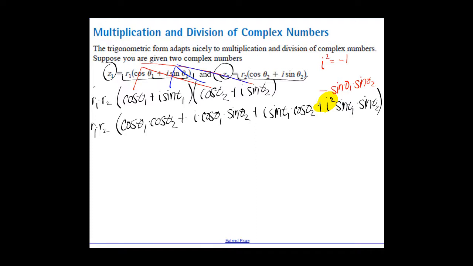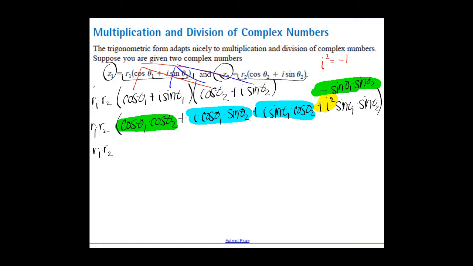So my real pieces include the first term, because there's no i, and this last term. All of my imaginary pieces would include, let's see, i cosine theta sub 1, sine theta sub 2, i sine theta sub 1, and cosine theta sub 2. So let's group those together.